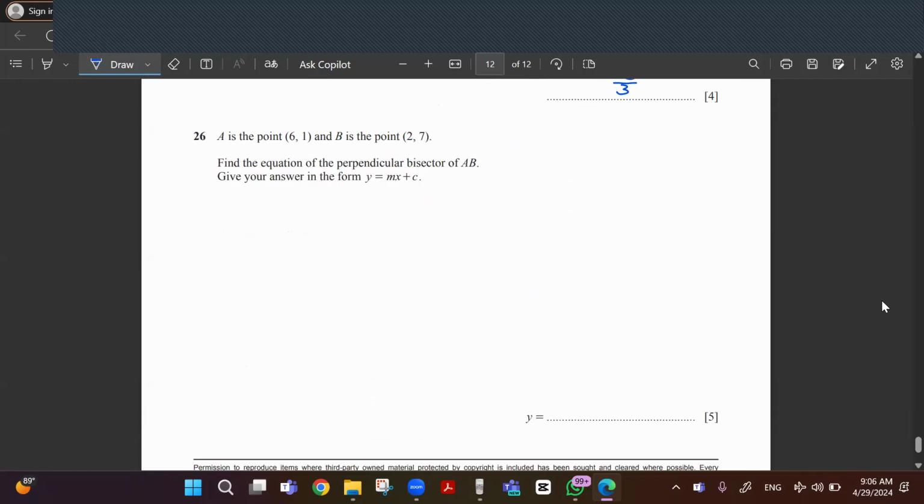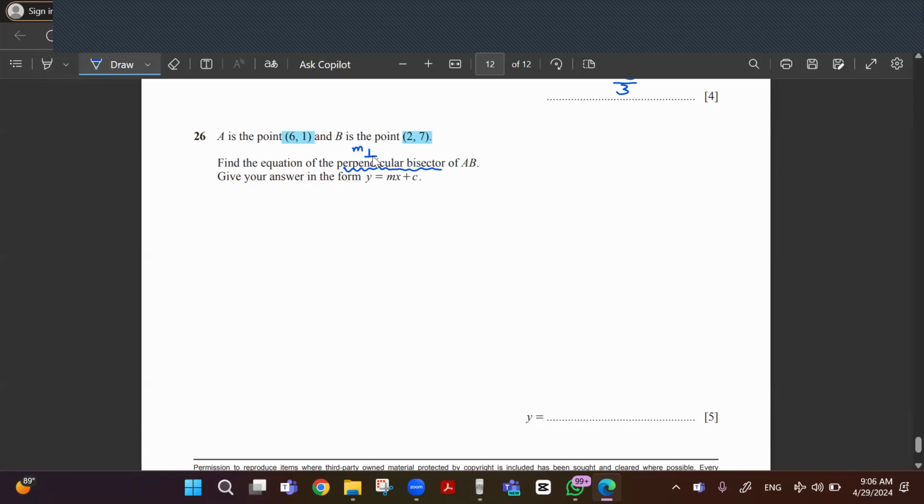Okay. Question number 26, the last question. This question is very important because this idea was repeated a lot of times. He's giving me A equals (6, 1) and B the point (2, 7). Then he's asking me to find the equation of the perpendicular bisector. First, I have to get the gradient of the perpendicular. How to get the gradient of the perpendicular? Get the usual gradient, then flip and switch to get it perpendicular.